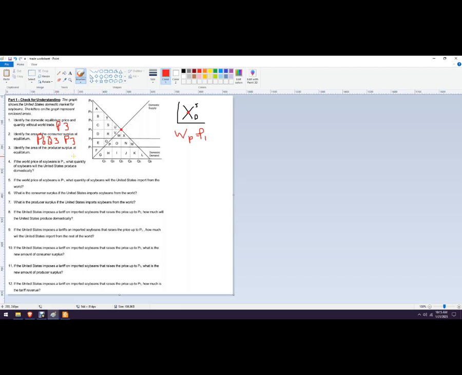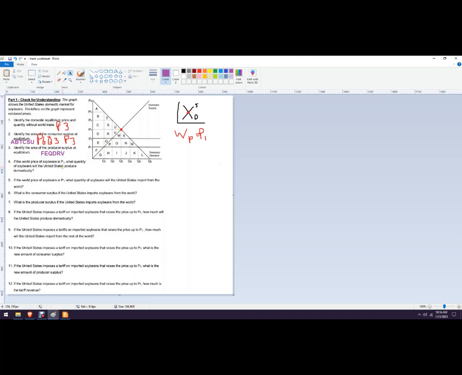Identify the area of the producer surplus at equilibrium. That one I'm going to draw. We're going to start here, up to here, over to here. Oh, and this one's got letters on it. Alternatively, your answer for the second one would be a bunch of letters. It would be A, B, T, C, S, U. And this one would be F, E, Q, D, R, V. The order doesn't really matter. It's just the area of that.